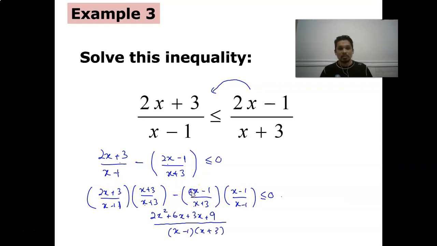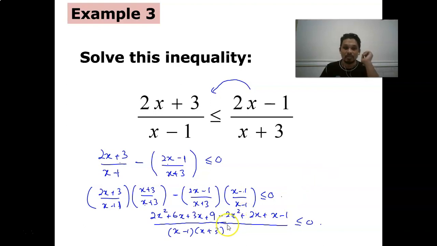Minus 2x times x, 2x squared, multiplied with negative, minus 2x squared. 2x times negative 1, negative 2x, multiplied with negative, becomes positive 2x. Negative 1 times x equal to negative x. Negative x multiplied with negative equal to positive x. Negative 1 times negative 1, 1. And 1 multiplied with negative, minus 1. Less than or equal to 0.